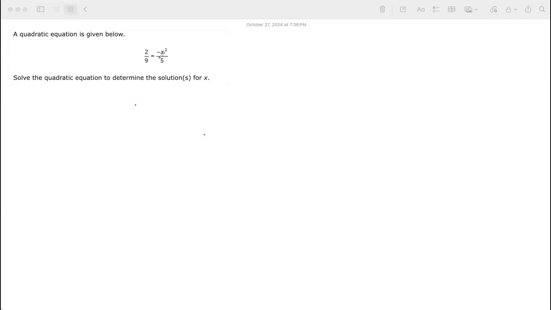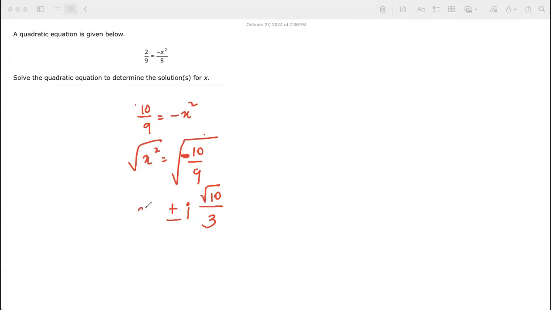That is important, right? So here you can cross multiply easily. 10 by 9 equal to minus x square. Here you can multiply by minus 1 on both sides. You get minus 10 by 9. Please, when you take square root, there has to be a plus or minus on this side. There is an i because of the minus. After that, it becomes square root of 10 by 3. So x will be equal to plus or minus square root of 10 by 3 i.